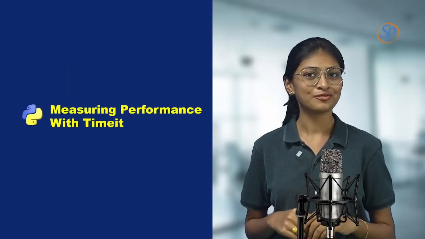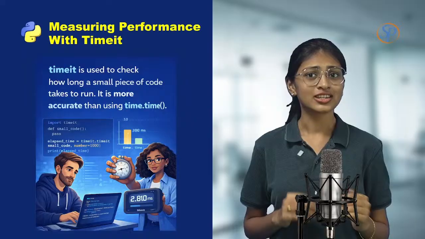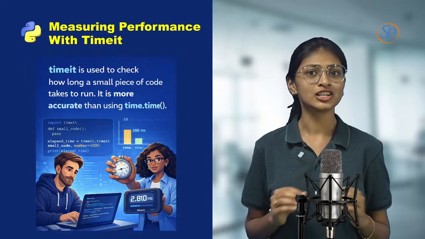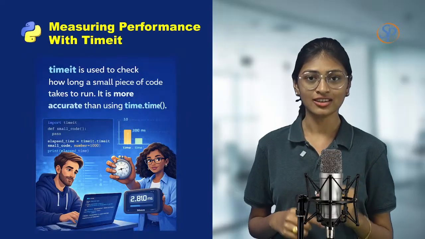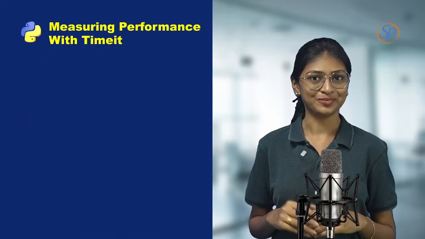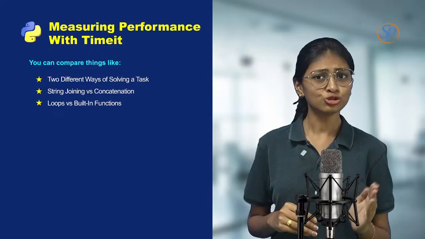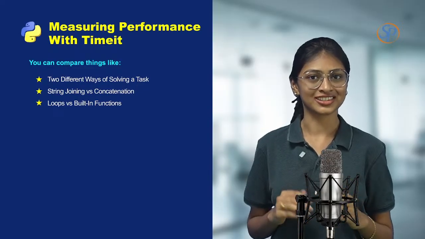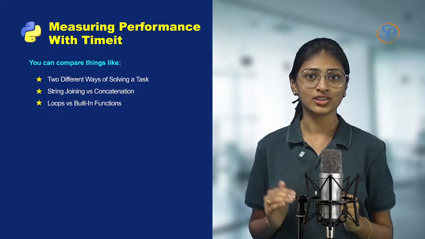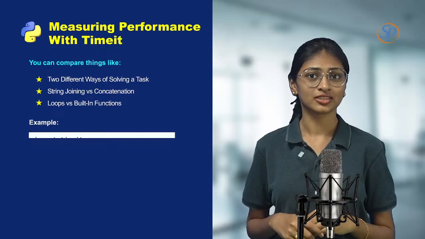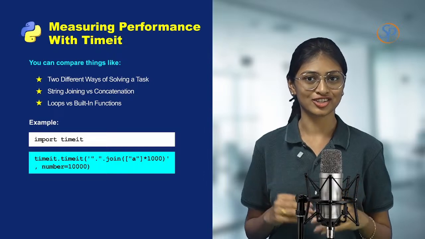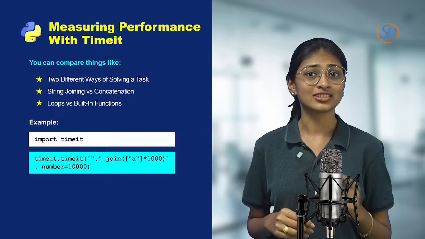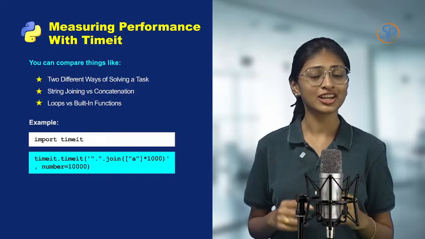Measuring performance with timeit. timeit is used to check how long a small piece of code takes to run. It is more accurate than using time.time. You can compare two different ways of doing something: string joining versus concatenation, code that loops versus code that uses built-in functions. You can run timeit for Python from the command line.